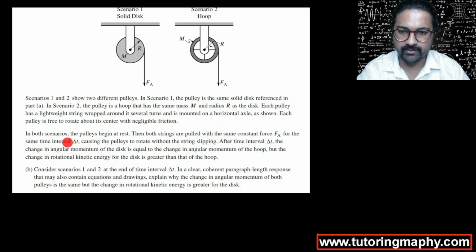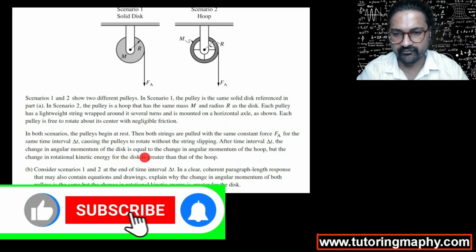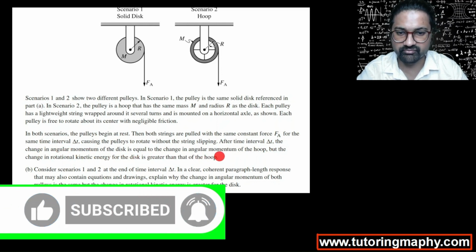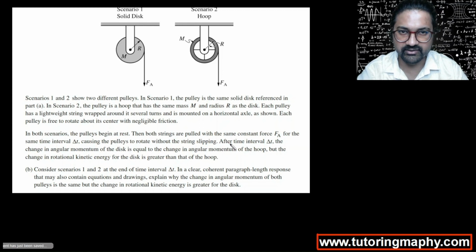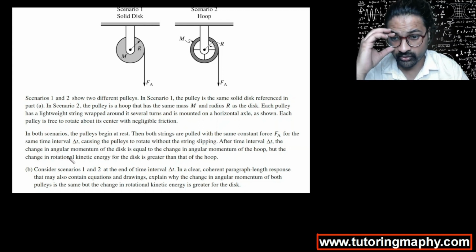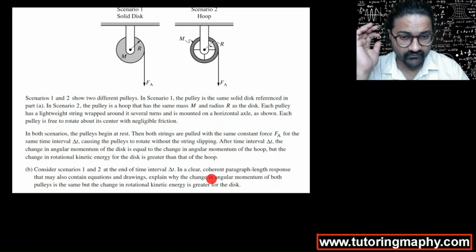Now, in both the scenarios, the pulleys begin at rest, and then both the strings are pulled with the same force Fa for the same time interval delta t, causing the pulleys to rotate without the string slipping. After the time interval delta t, the change in angular momentum of the disk is equal to the change in angular momentum of the hoop. So the change in angular momentum of both is found to be the same, but the change in rotational kinetic energy for the disk is greater than that of the hoop. This is the observation.